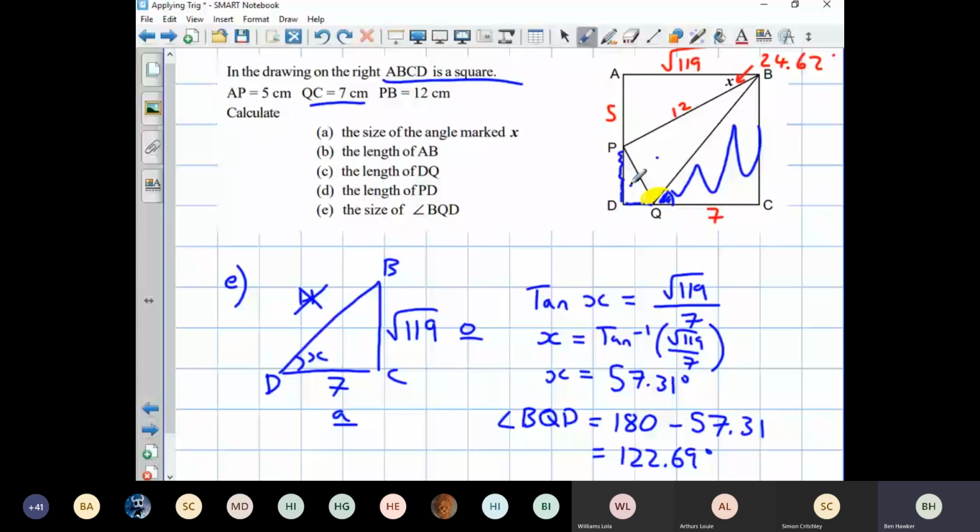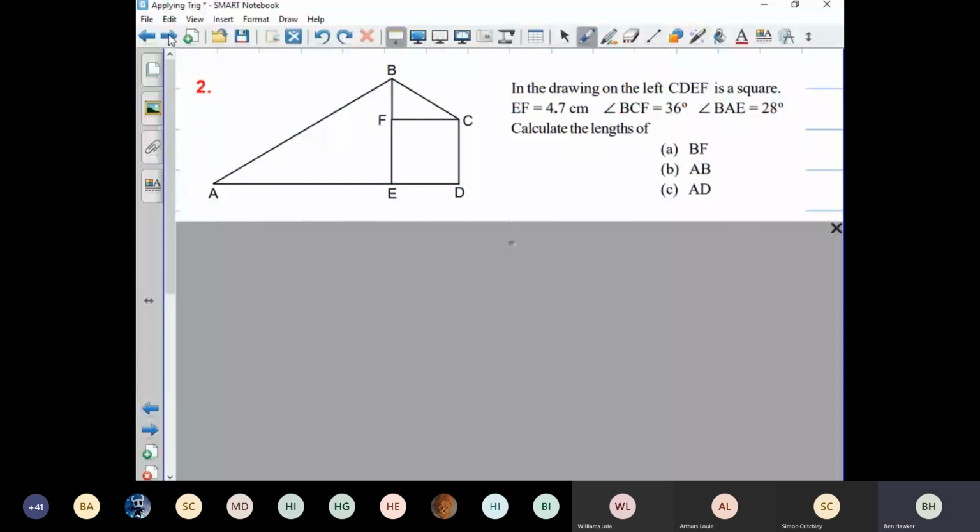So as you can see, I'm identifying different triangles within the shape. I'm using the properties of the shape, and I'm thinking about whether I need to use trig or Pythagoras in these right-angle triangles. Okay, your turn. So have a go at this one. We've got calculate the angles of BF, AB, and AD. You've been given some information about the diagram. So just another couple of minutes there.